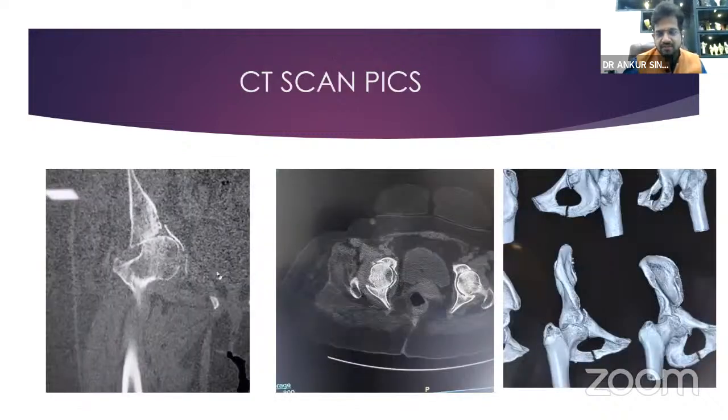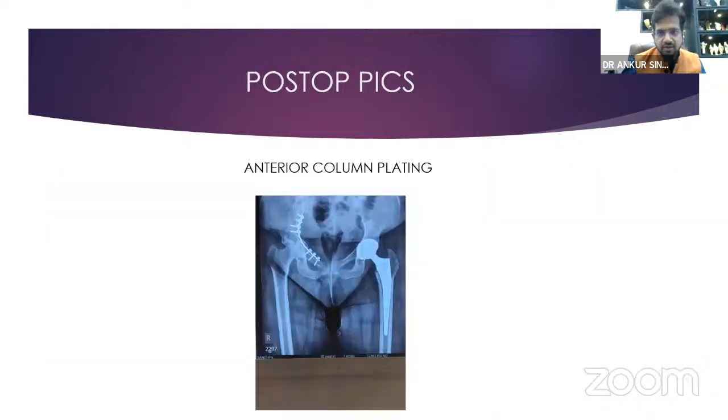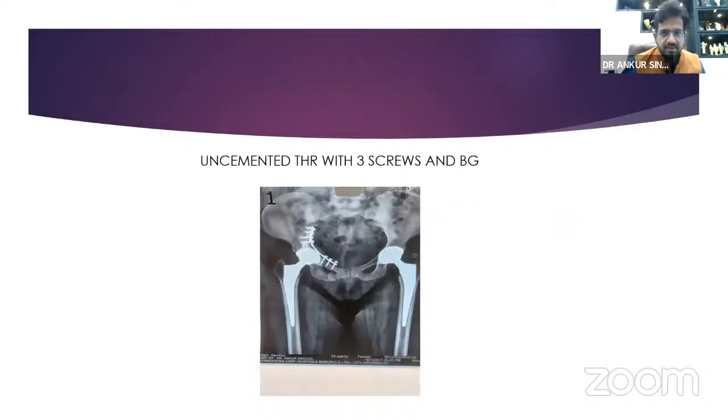These were the CT scan pictures. As I had already operated on her three joints, in this case I thought of bringing in an acetabular surgeon, and he did an anterior column plating. Then I waited around 3 months, gave teriparatide and other medicines for improving her bone density. Then I did a THR, and I kept a head as well. I did a bone graft in this case. Since I did a bone graft, I didn't allow her to bear weight. After 2 months, I did toe touch and subsequently partial weight bearing.